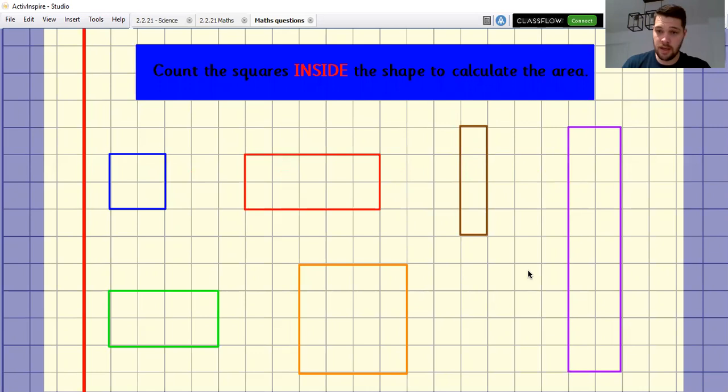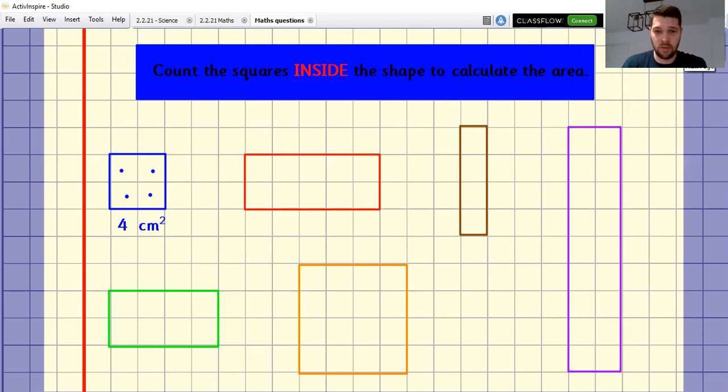So here is your first set of questions. Calculate the area for all of these different shapes. Remember, you're just counting the squares in them. And your answers are coming up.